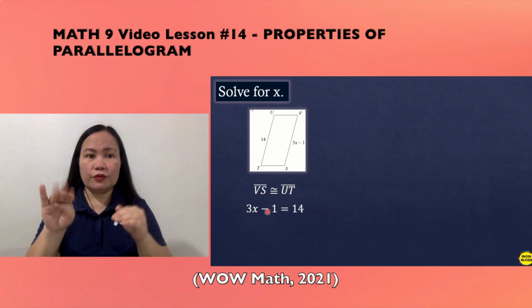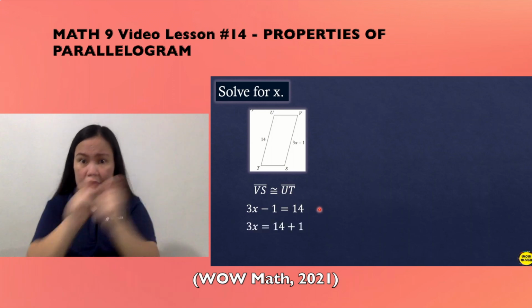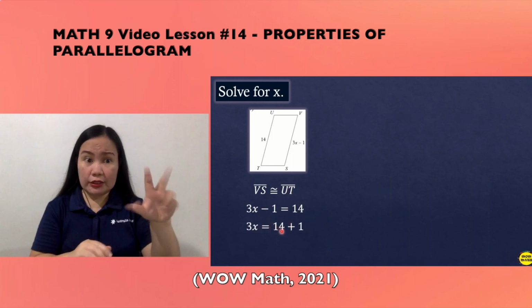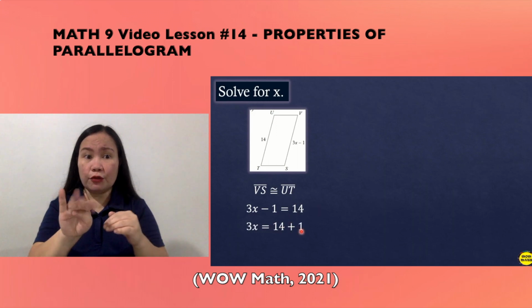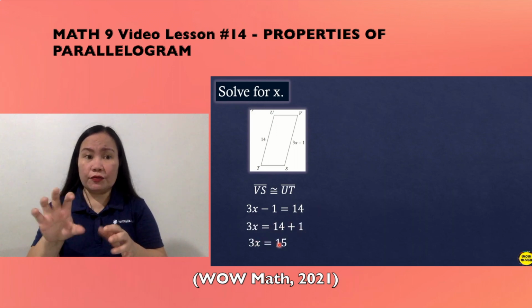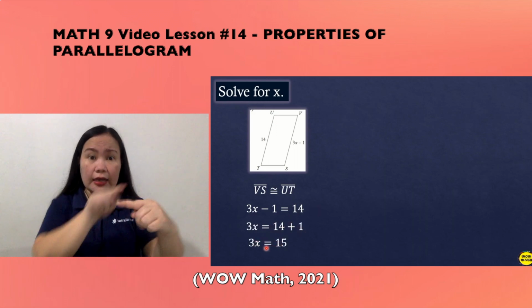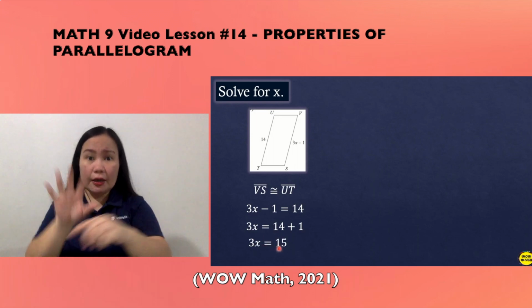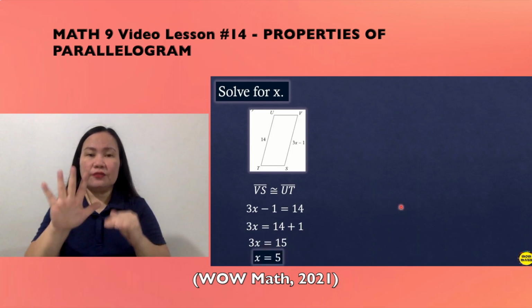So, lipat natin si negative 1 kay 14. So, maging 3x is equal to 14 plus 1. And 14 plus 1, that is 15. Solve for x. So, divide both equation by 3. So, 15 divide 3, x is equal to 5. Next.